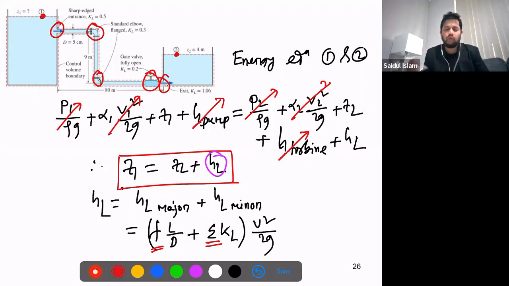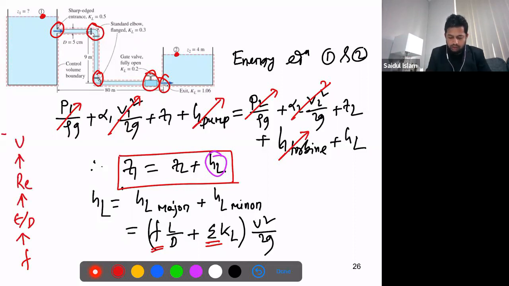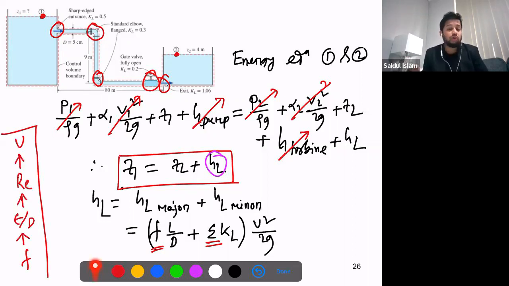What we need to do is, if we want to solve this, then we need this F, the friction factor. And all of you know the formula. So the friction factor, it means epsilon over D. You need the roughness factor, then you need the Reynolds number. And to calculate the Reynolds number, you need the velocity. So if you want to solve this problem, then you need the friction factor, and then L over D, epsilon, KL, and this. So let's calculate the friction factor at first.